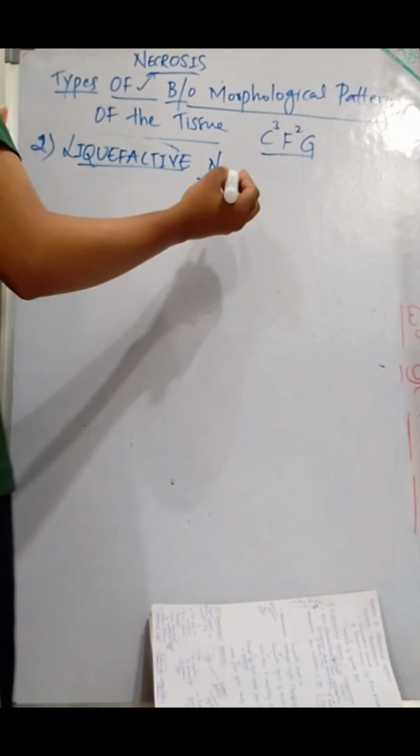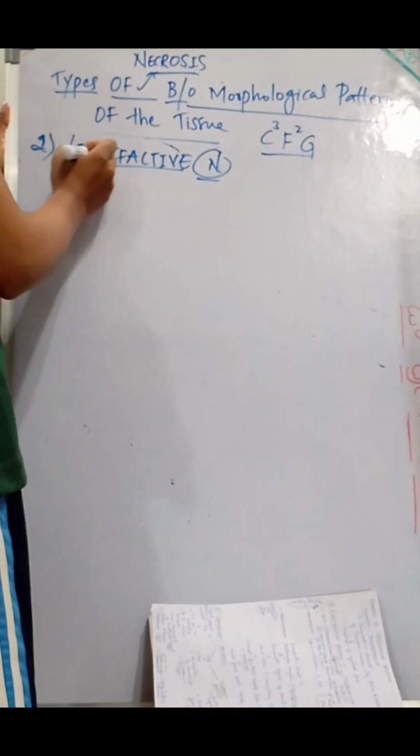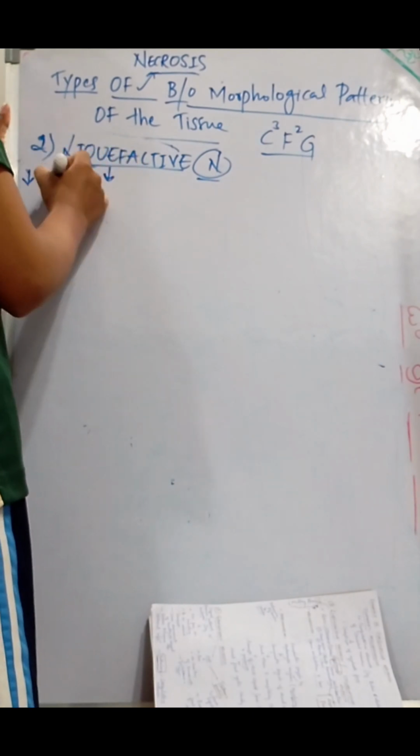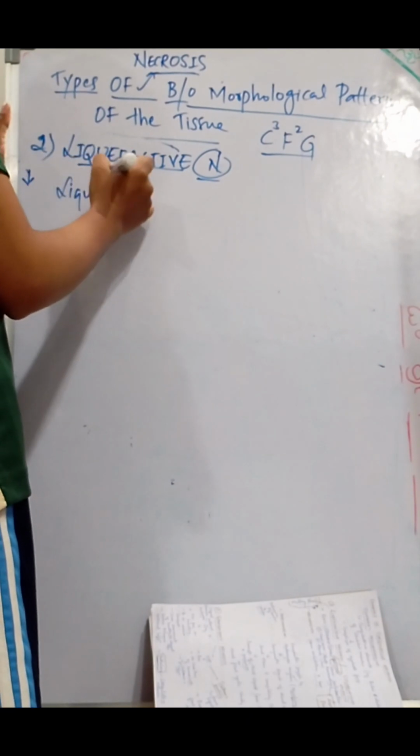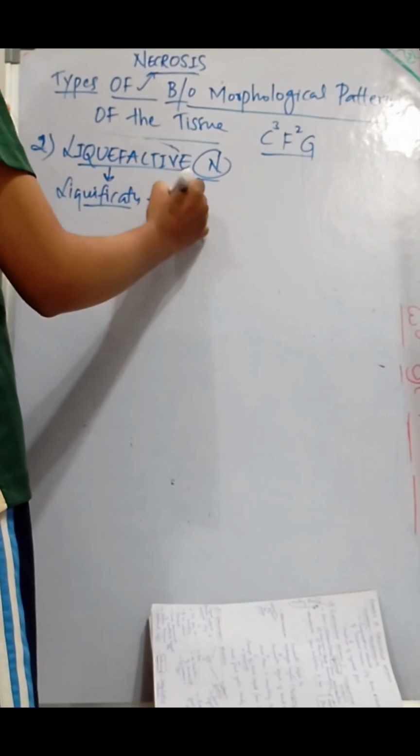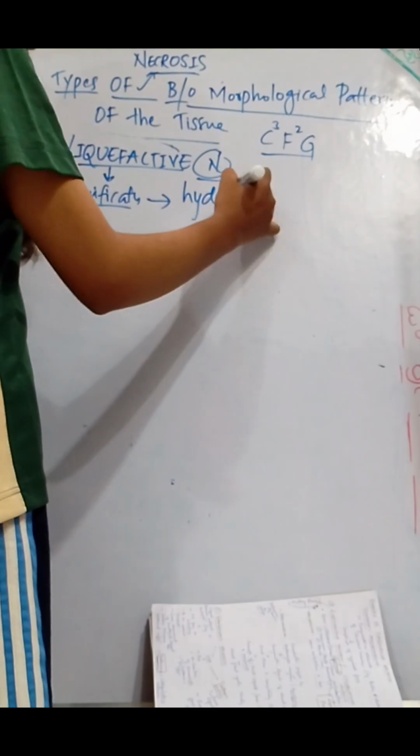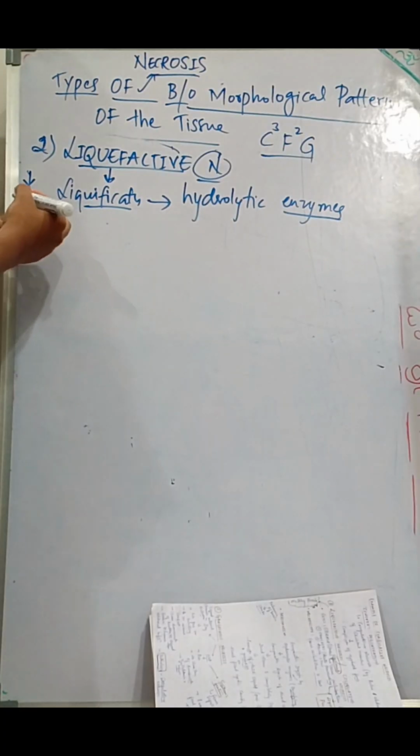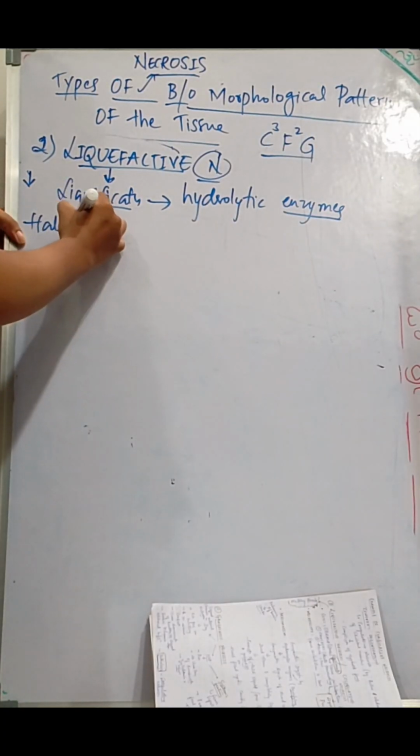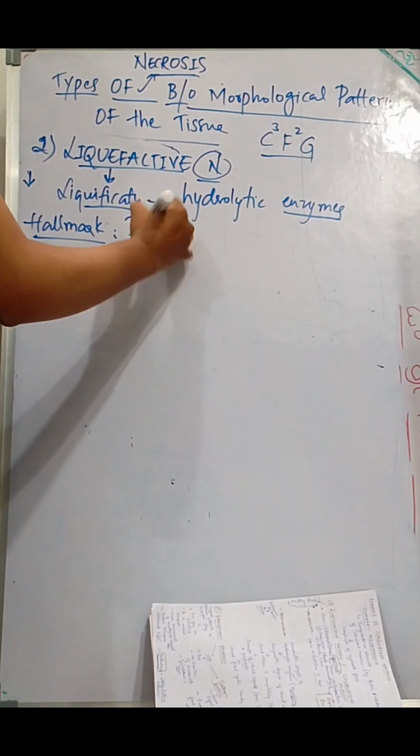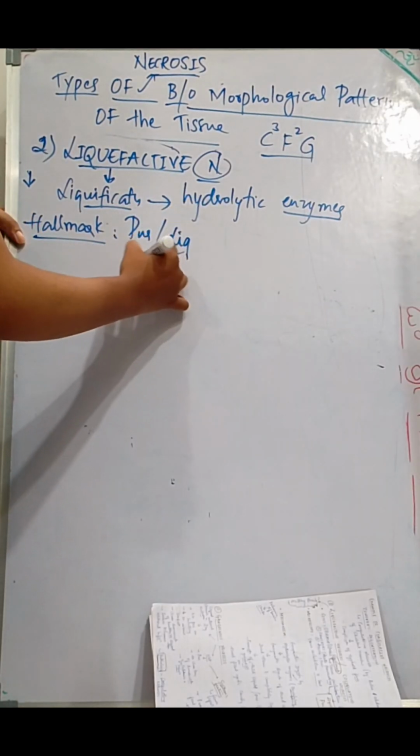Liquefactive necrosis. The first type of necrosis was seen in solid organs, and this type of necrosis causes melting, that is, liquefaction of the organs. This is caused by the hydrolytic enzymes released by the neutrophils. The hallmark of this type of necrosis is pus formation, pus or liquid formation.